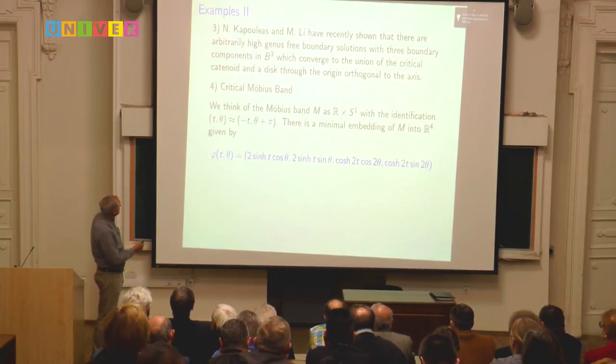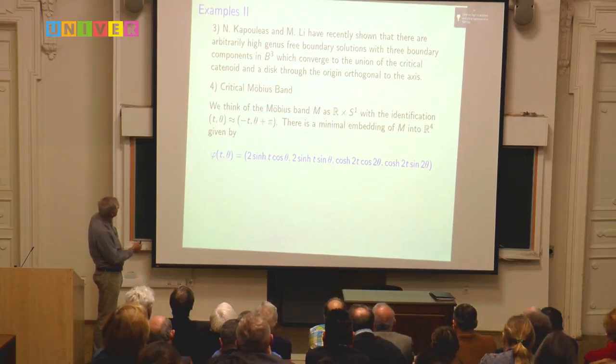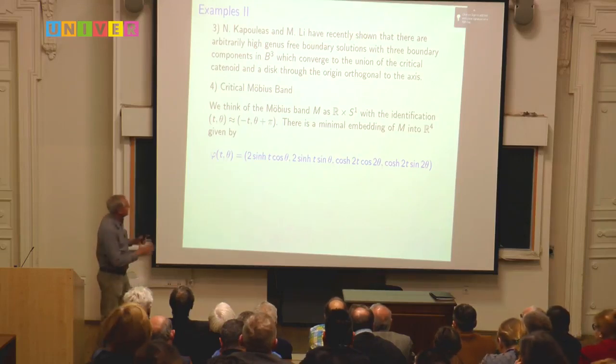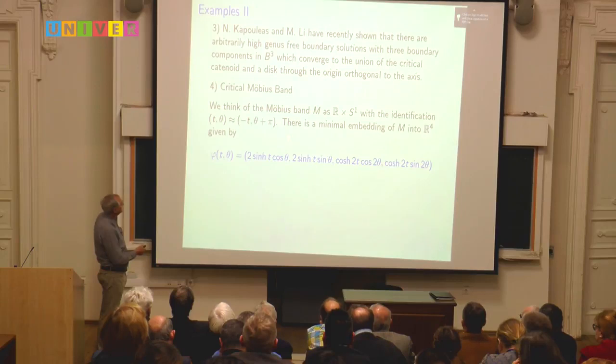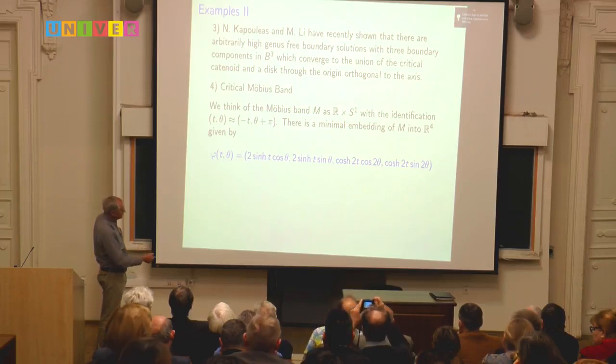Then another example that's in our paper is what we call the critical Mobius band. And so it turns out if you look at the Mobius band as R cross S1 and you identify, so t is the R variable and theta is the S1 variable, if you identify (t, theta) with (minus t, theta plus pi), then the quotient is a Mobius band. And so there's a kind of similar minimal embedding of the Mobius band M into R4, which we can write down explicitly.